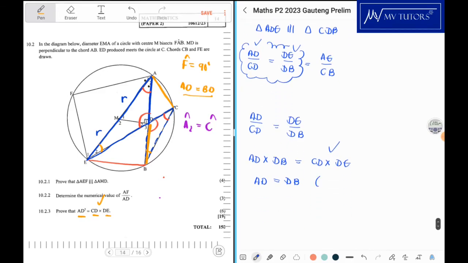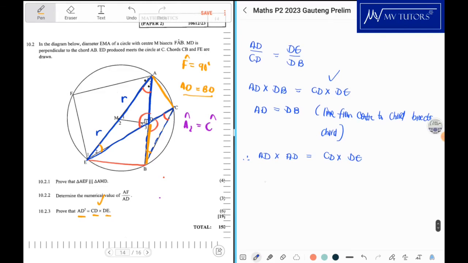And why is that? So the line from the center to the chord bisects the chord. Okay, so therefore I have AD times AD is equal to CD times DE. And therefore we have AD squared is equal to CD times DE. And I believe we are done.